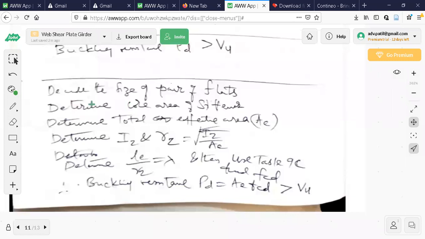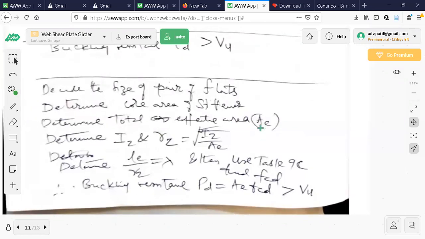Okay. See, the steps are very simple. Decide the size of the pair of flats on either side. Determine the core area of the stiffener. Determine the effective area. Effective means add those two. Total area you have to calculate. Total area of the plus you have to calculate. That becomes AE. Determine IZ and RZ.